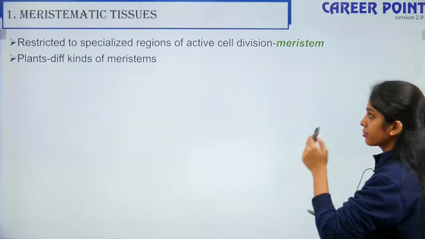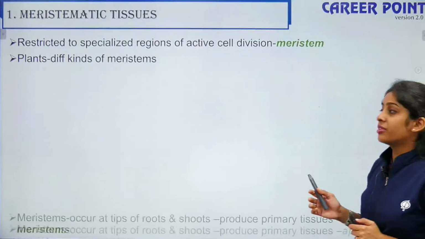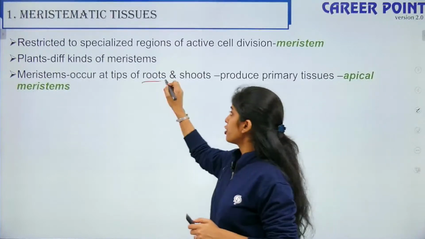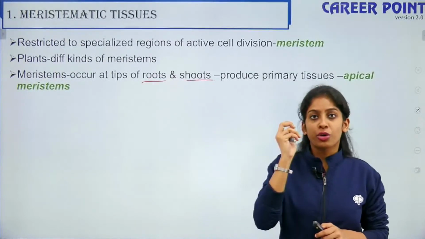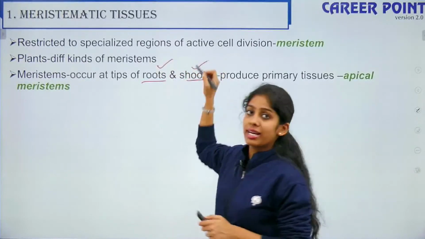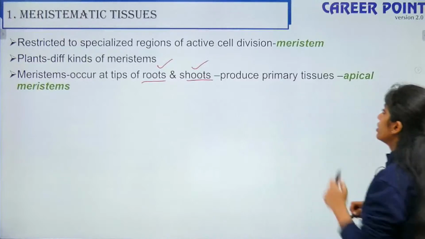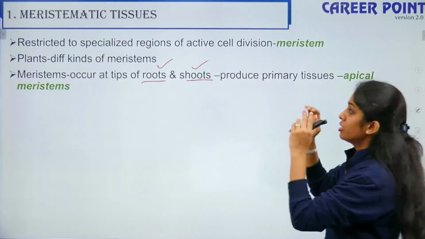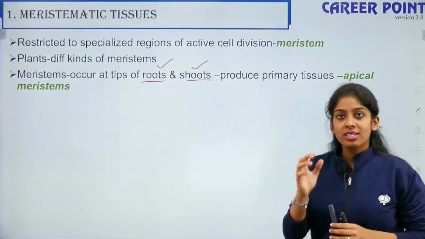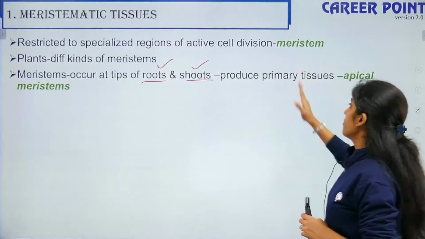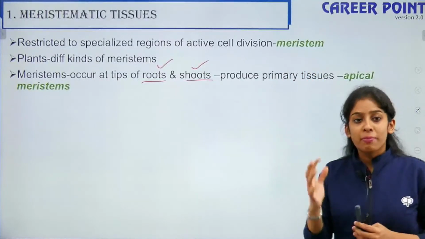Alright? Fine. So plants have different kinds of meristem. So meristems occur at the tips of roots and shoots. Okay, so the growing tips of roots and the growing tips of shoots. So that is where your meristematic tissues occur. Alright, so they produce your primary tissues and they are called apical meristem. So this meristematic tissue which occurs at the tip of your root or shoot and produces the primary tissue is called your apical meristem.